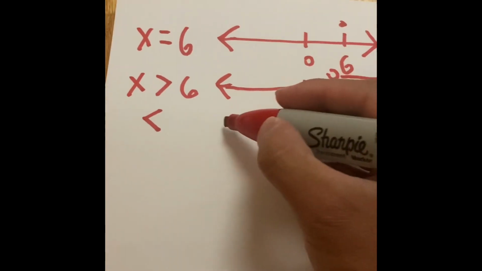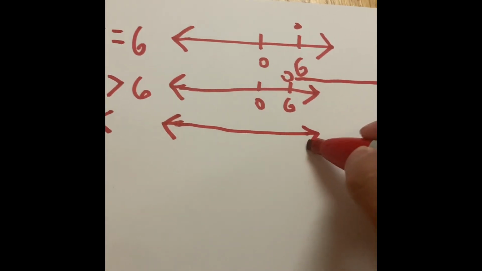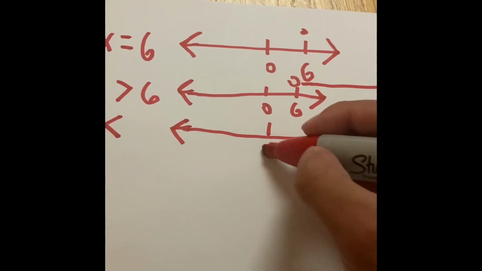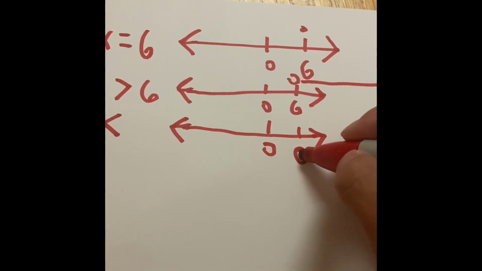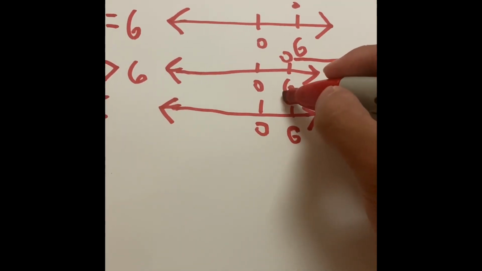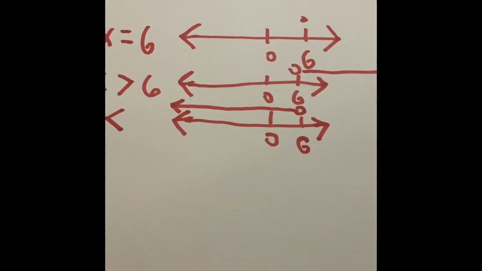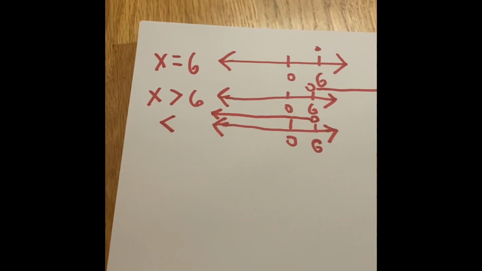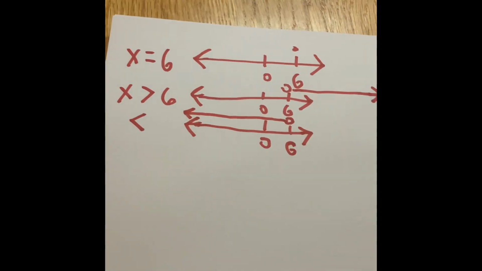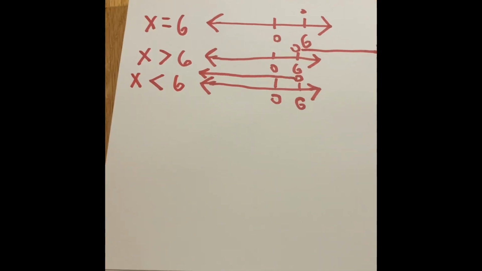If we try to do less than, it's a whole different ball game, but it has the same principles. If this is 0 and this is 6, we have to draw an open dot because it means it's not including 6, and go all the way that way towards negative infinity. So we already understand these 3 symbols. However, there are 2 new symbols that we're going to take a look at.